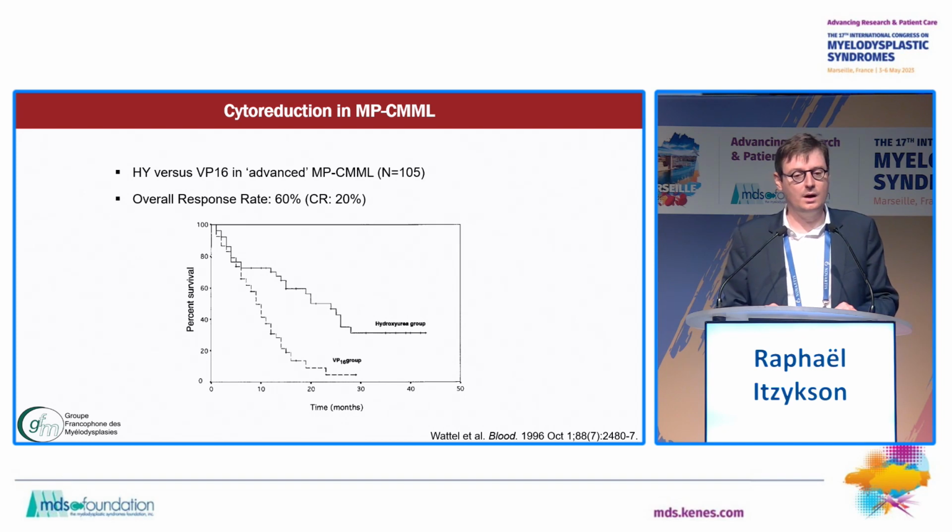Using these protocol-specific response criteria, 60% of patients in the Hydrea arm underwent some form of response, including 20% of patients that had complete remission because they were mostly proliferative without marked cytopenias or bone marrow blast excess. And there was a very significant difference in overall survival in this trial that by then was mostly interpreted as a difference in tolerability of the two drugs because of the mucositis induced by oral etoposide.